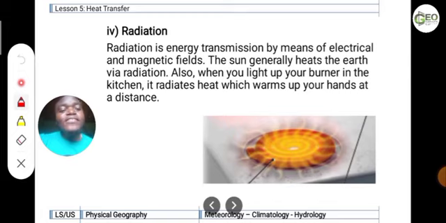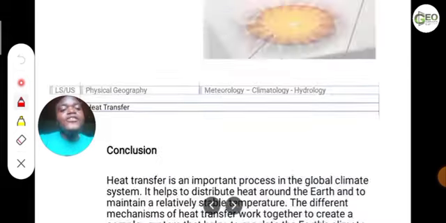Okay, so this is depicted by the picture of a burner that we have below. Yes, and this heat radiation travels during radiation as electrical or magnetic fields. So the sun generally heats the earth via radiation. Okay, this is one of the major ways by which heat can be transferred vertically over the earth's surface.